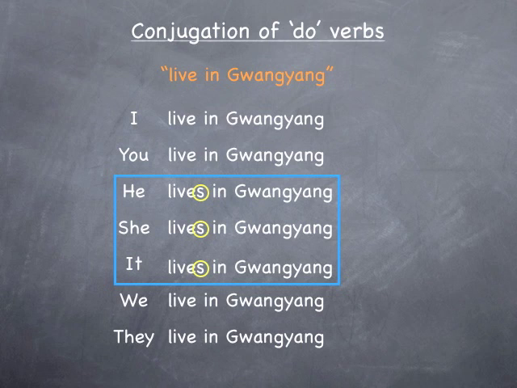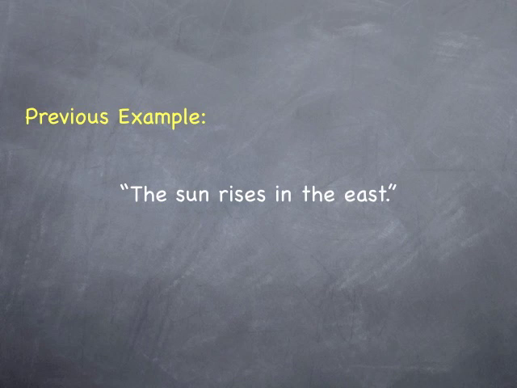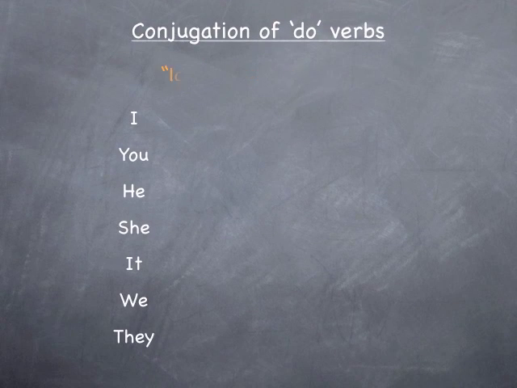That's why, if you notice in our earlier video when we talked about facts, we had the sentence, the sun rises in the east. The do verb is rise, but we see rises. That's because the sun could be said as it. It's one thing.